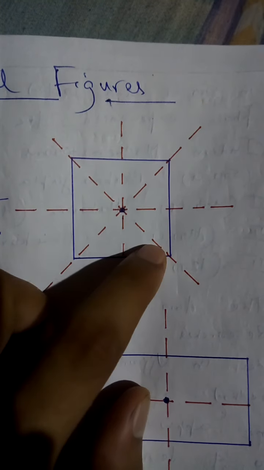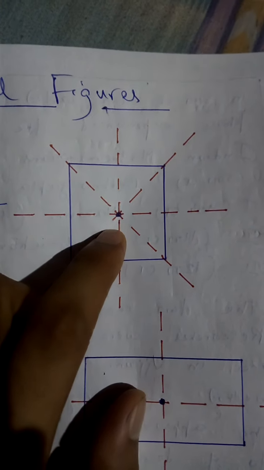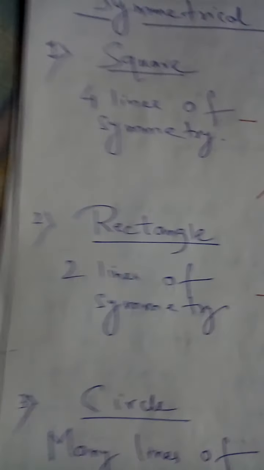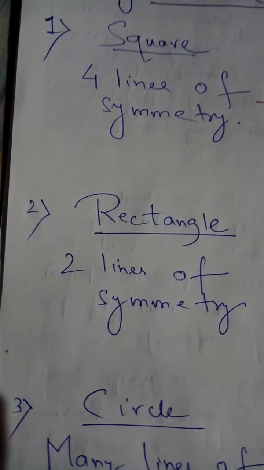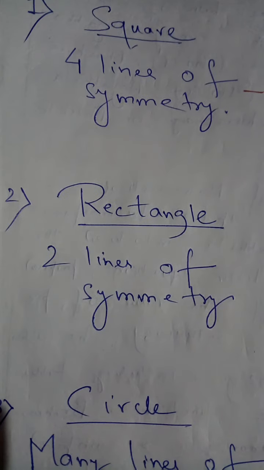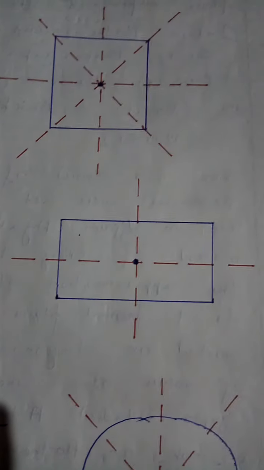So this one is square, rectangle. Rectangle, we have 2 lines of symmetry. Next one is circle. Circle, you have written many lines of symmetry. Now the figure is like this.